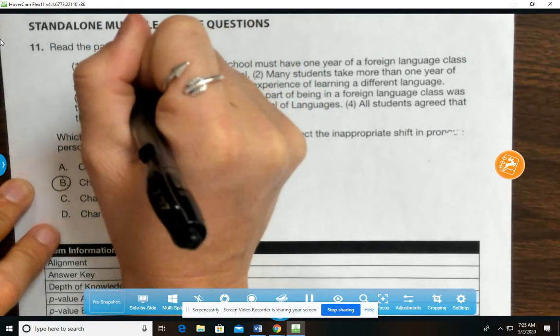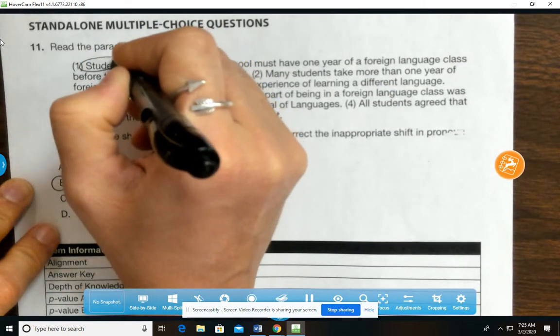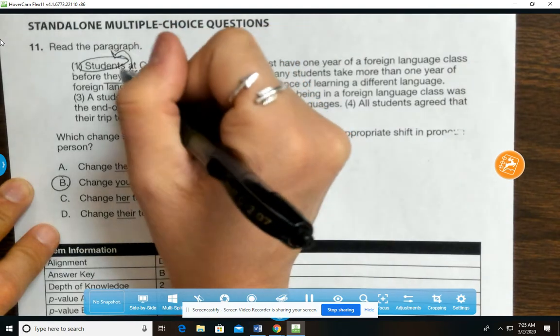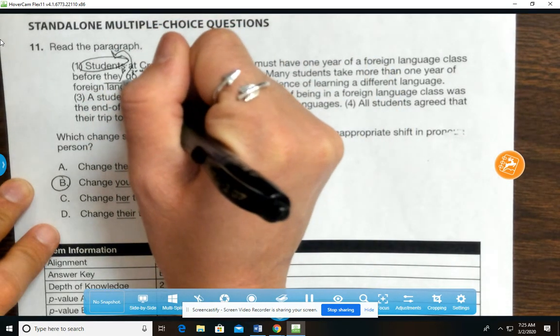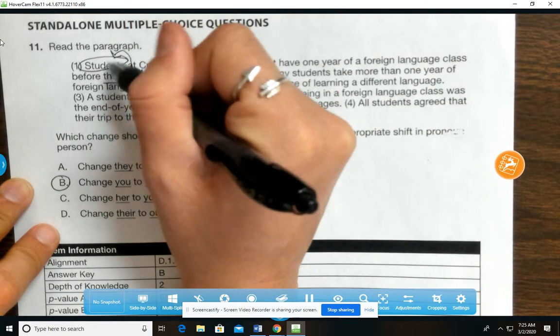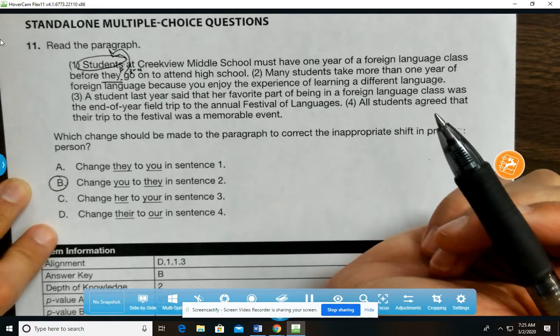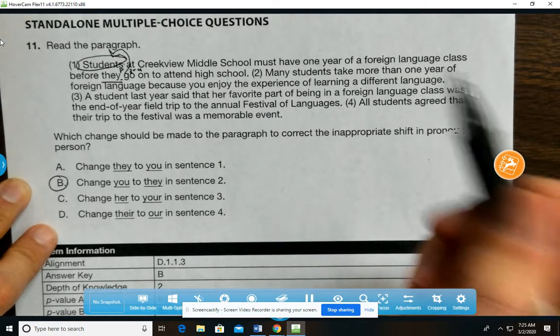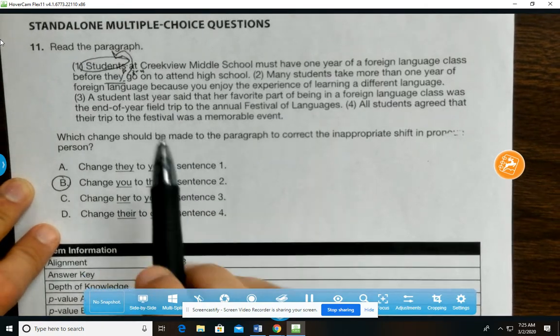This piece originally starts out and it's replacing the antecedent of students. So this piece originally is starting out in the third person and plural using students. So there's no reason to change this word because it's appropriate and connects back to the antecedent in both number and person. And then we'll skip to the third one, change "her" to "your" in sentence 3.